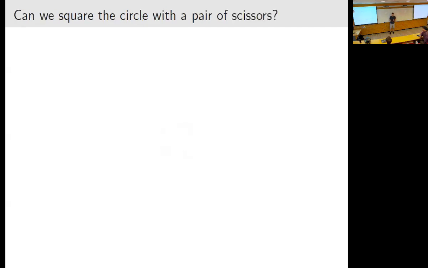I won't be too formal about what I mean by scissors, but just think of what you would actually do with scissors.